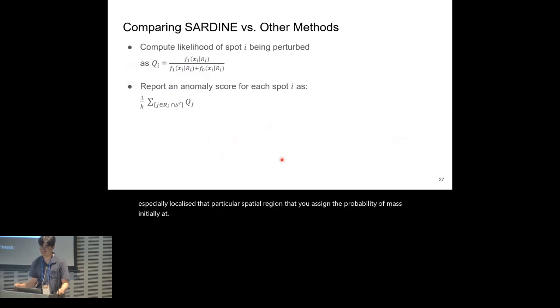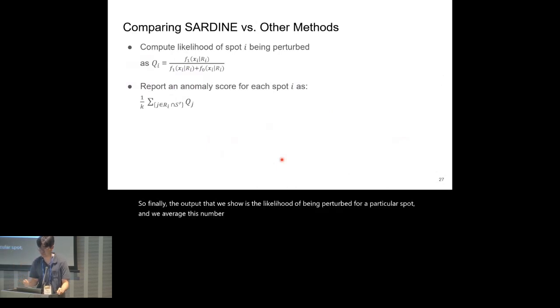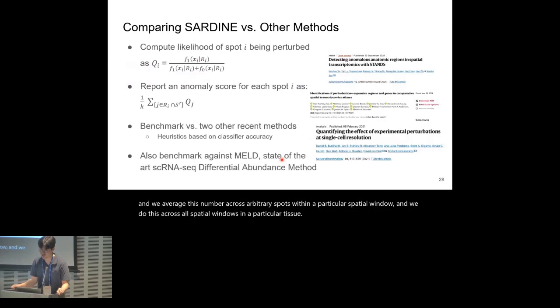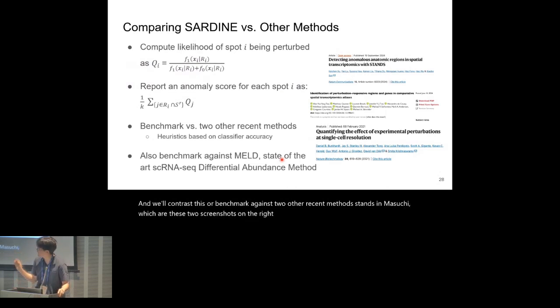So finally, the output that we show is the likelihood of being perturbed for a particular spot, and we average this number across all perturbed spots within a particular spatial window. And we do this across all spatial windows in a particular tissue. And we'll contrast this or benchmark against two other recent methods, Stans and Vespucci, which are these two screenshots on the right side, which are heuristics based on classifier accuracy. And we'll also benchmark against MELD, which is by Burkhardt 2021, which is one state-of-the-art single-cell RNA-seq differential abundance method.